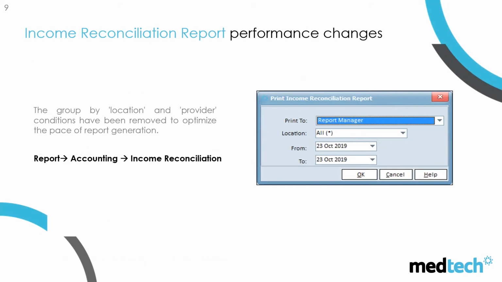The income reconciliation report performance changes. A lot of this is catered for when we talk to the front desk or the account side. So you can see there that the group by location and provider conditions have been removed from this report to optimize the pace of the report generation itself. These are now found under the prompts when you go into the report wizard under accounting and income reconciliation.